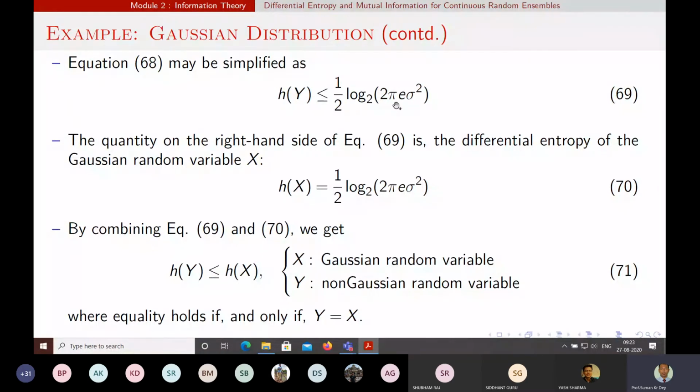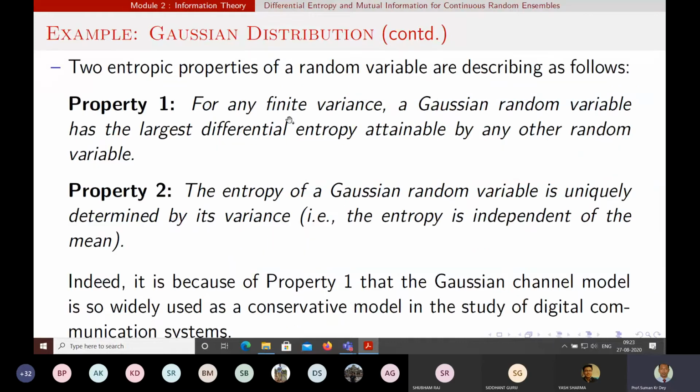The mu term means there is no mean term. So whatever differential entropy we got, it is totally independent of the mean. It is only dependent on the variance. So due to this first property, the largest differential entropy, the Gaussian distribution is most conservatively used for your digital communication system.